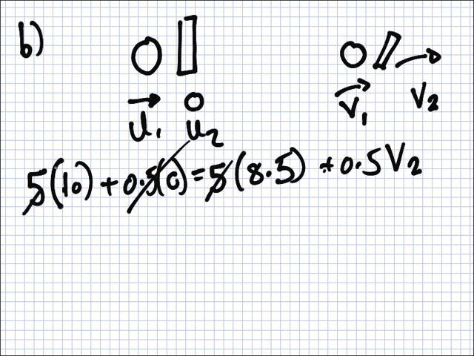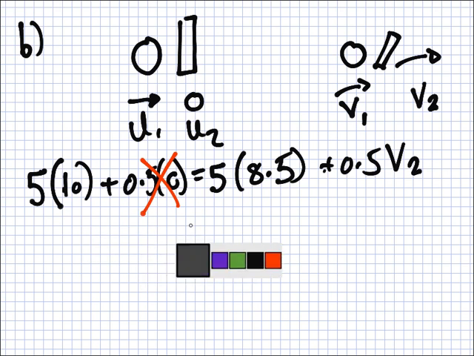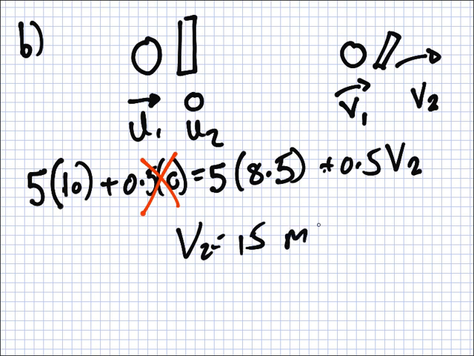Hang on, sorry, what am I doing? 10 over 8.5 over 0.5, 5 over 8.5, 10 over 17 meters per second. What is V2? A little bit over half. This part here is gone. Sorry, I'm doing that wrong. 1.5 times 5, 7.5 over 0.5, is it? 15 meters per second? Okay.